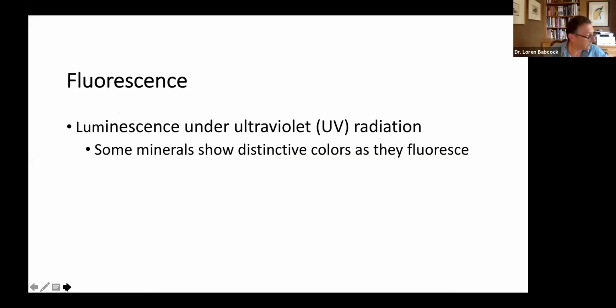Okay. So color can be used, but I use it only sort of at the end of the identification process. There are some other things that can be used to identify minerals, and one of those fascinating things is what we call fluorescence. And fluorescence is luminescence, or sort of a color that is emitted by the mineral under the influence of ultraviolet radiation. And some minerals have a very distinctive kind of fluorescence.